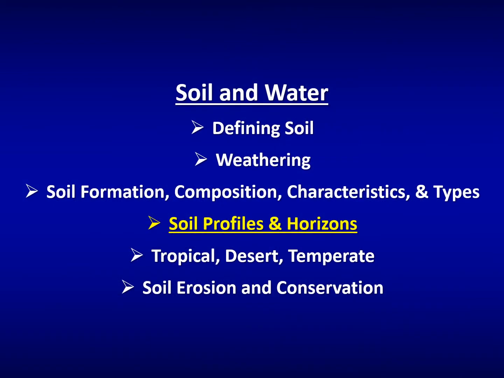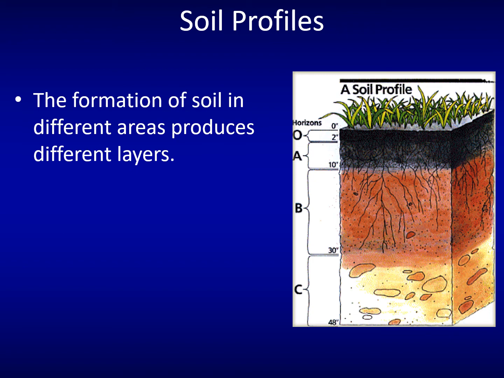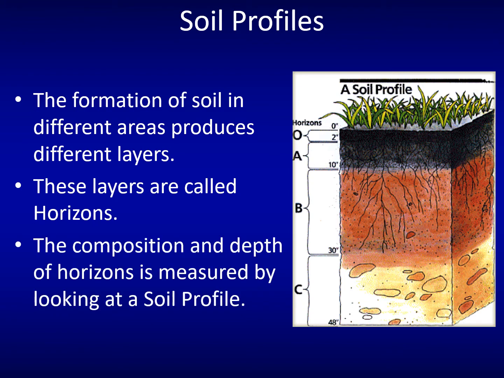Let's look at how we study soils through soil profiles and horizons. The formation of soil in different areas produces different layers. These layers are called horizons. You're looking at a picture here with several soil horizons. It's like somebody took a giant knife and cut a big square out of the earth like a piece of cake and pulled it out to take a look at its yummy layers to the side. The composition and depth of horizons is measured by looking at these soil profiles, which is a side view of the soil.